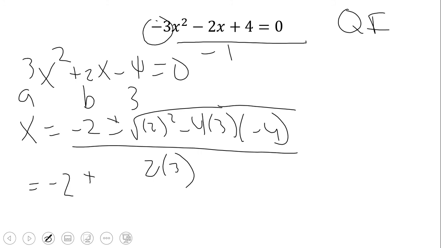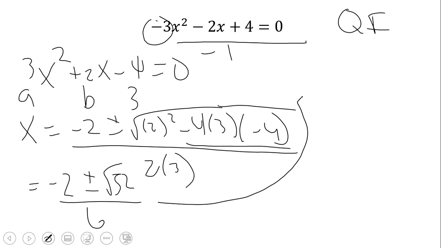Simplify, so -2 plus or minus under the radical. 2 squared is 4. -4 times 3 times -4. A negative times a negative is going to give you a positive. 4 times 3 times 4 is a positive 48. 48 plus 4 is 52. So that's going to be under my radical, 52, all over 6.